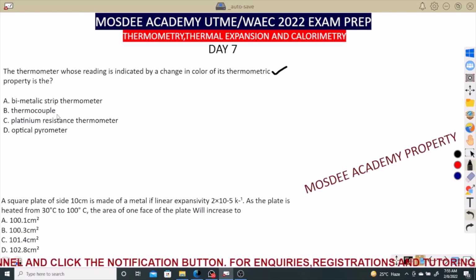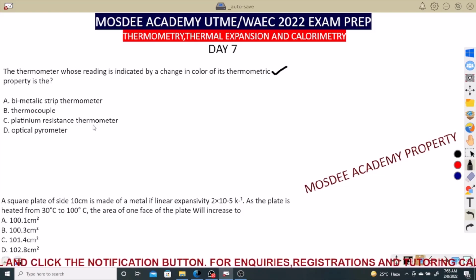Thermocouple is talking about resistances. You measure resistances to get the measurement of temperature. Watch my concept on thermometry. You are going to get that. Platinum thermometer has resistance. You can see the one we saw now. The change in resistance of the thermometer will give us the change in temperature.